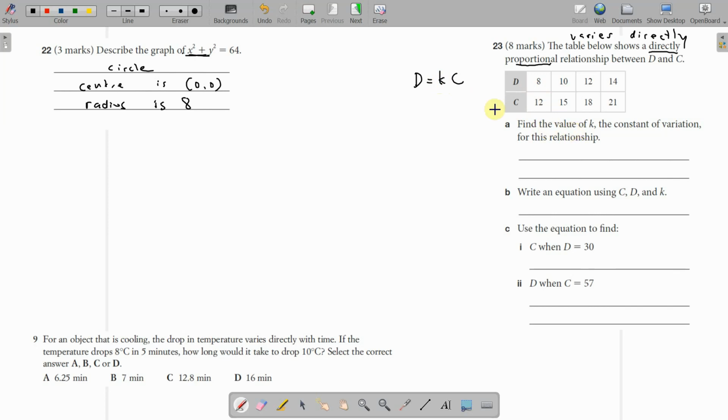Okay, so then we have to use one of these sets. Any one will do. Any one of these sets to find out what k equals, because we can't do the rest of it until we find out the actual precise value of k, the link between the two. Don't worry about this constant of variation terminology. That just means it's the link between d and c. Okay, so we're going to use any set, so I'm going to use this set. 14 for d, 21 for c.